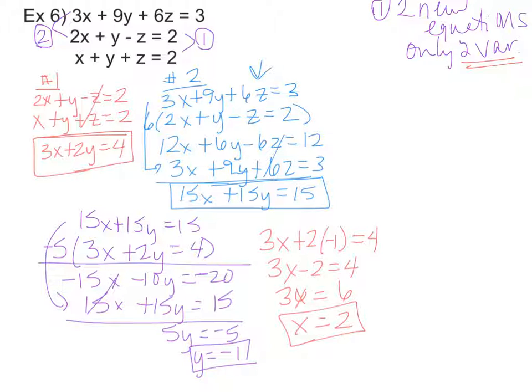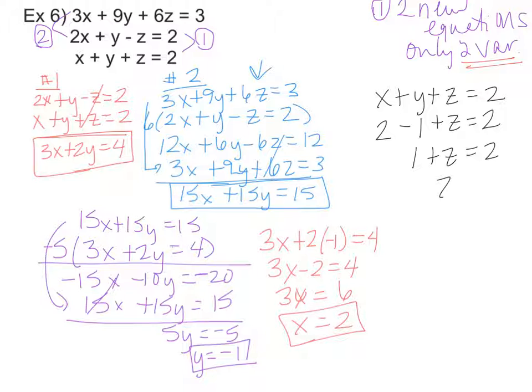So x plus y plus z equals 2. So plug in everything we know. We know that x is 2, y is a negative 1, plus z. So 2 minus 1 is 1, plus z is equal to 2. Subtract 1 from both sides, and z is equal to 1.